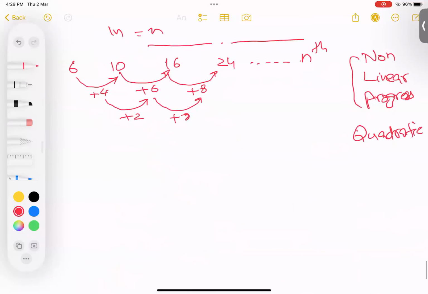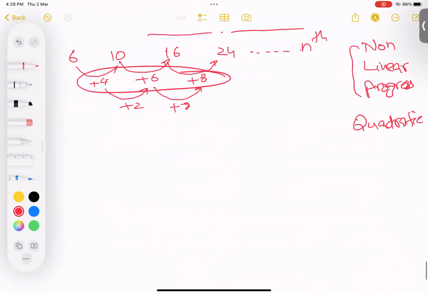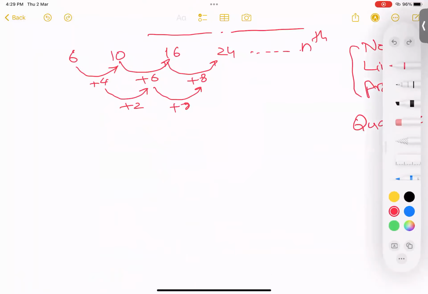Okay, and non-linear is when these gaps are not the same. Okay, this is called non-linear. Okay. What is the way to start this kind of question? Get ready. This 6 is called A.